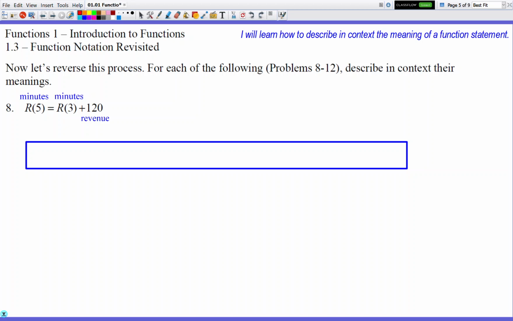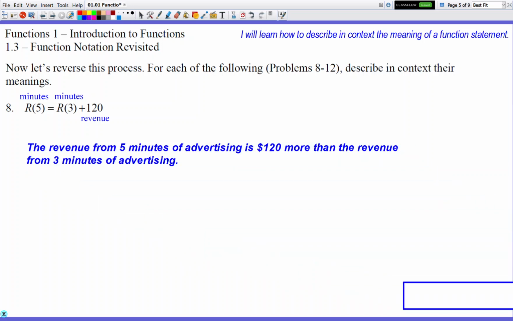Okay, so we have the pieces, we have the rough translation as far as what we're supposed to write. So how do we put that together into a sentence that kind of makes sense? Well, here's what I wrote. Okay, so the revenue from 5 minutes of advertising is $120 more than the revenue from 3 minutes of advertising. So that's how you translate from math to English.